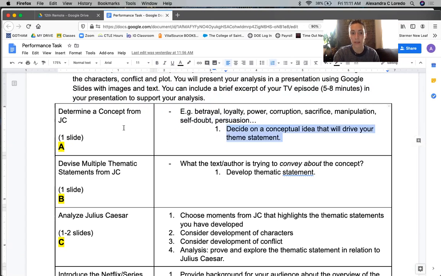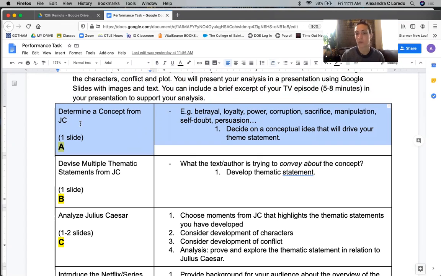So first part of this is you're determining a concept or an idea from Julius Caesar that you feel is worth and valuable to explore throughout this project. We made an anchor chart as a group, and if you were in class, you probably remember coming up with the concept words. And so I took what we had on the anchor chart and I put it into this document.